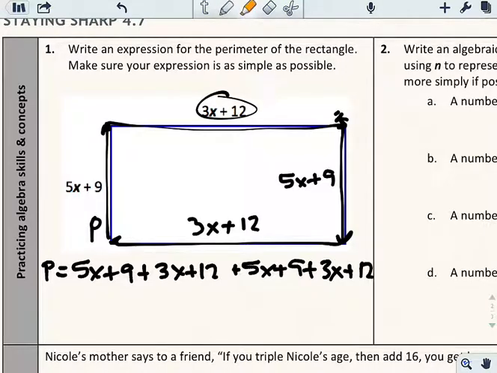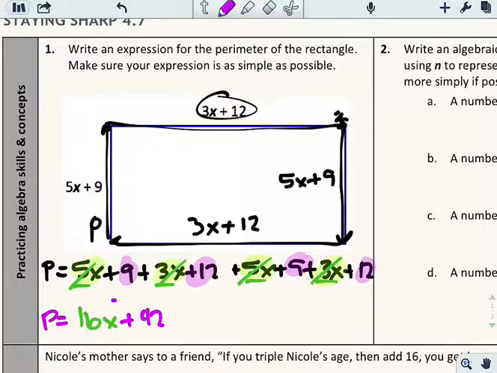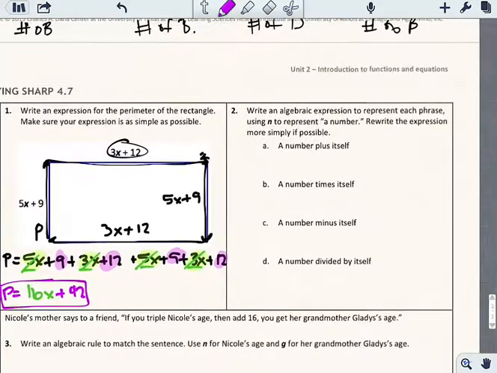Now it's a matter of doing some like term combinations. So here's something with an x, here's something with an x, here's something with an x, and there's that thing. So let's add them all together. We got 5 and 3 and 5 and 3. That's going to be 16 x's. Okay, other part of it. We have 9 and 12 and 9 and 12. Those are all numbers. We can put that together. So let's see, 9 and 12 make 21. Do it twice, you get 42. So that should be a plus 42. So that's what the perimeter equals, 16x plus 42.